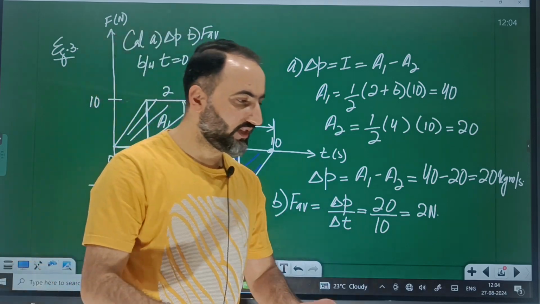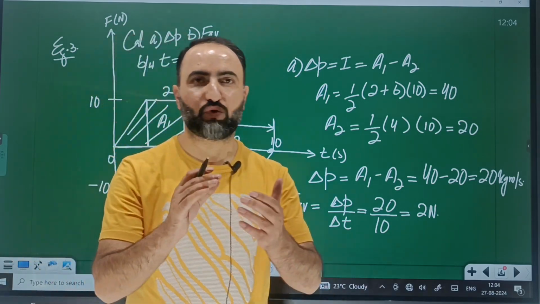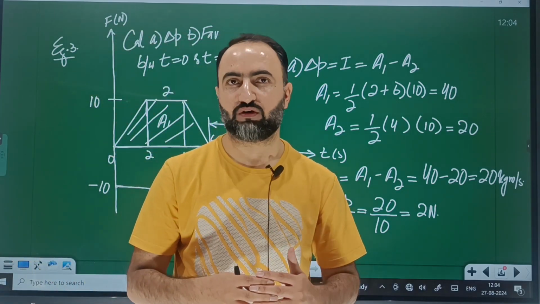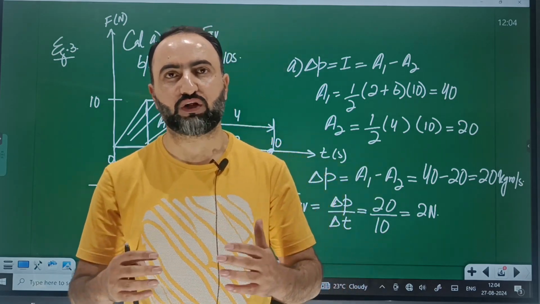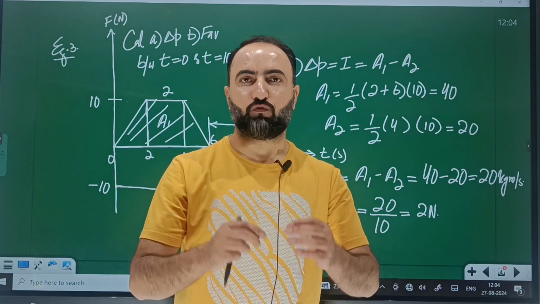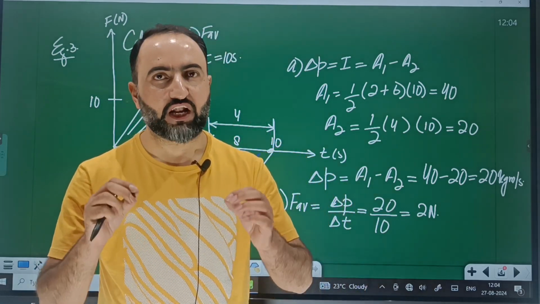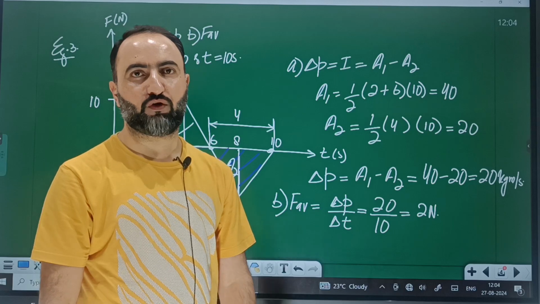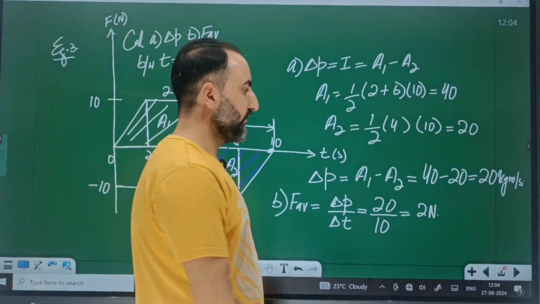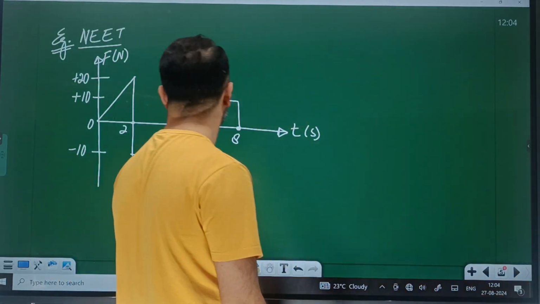Okay, so they are based on the concept that if you have a force versus t curve or graph, the area under the force versus time graph will give the impulse or the change in momentum. Once you are done with the change in momentum, divide that by the time interval, and you will get the average force as well. Okay beta, next, look at the next question, that's a PYQ.